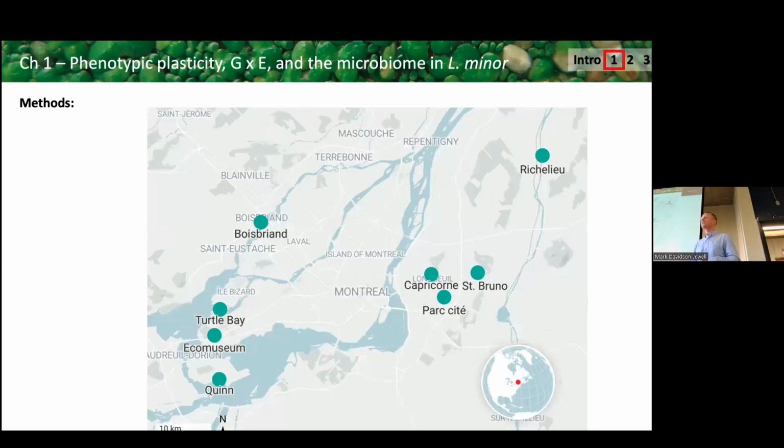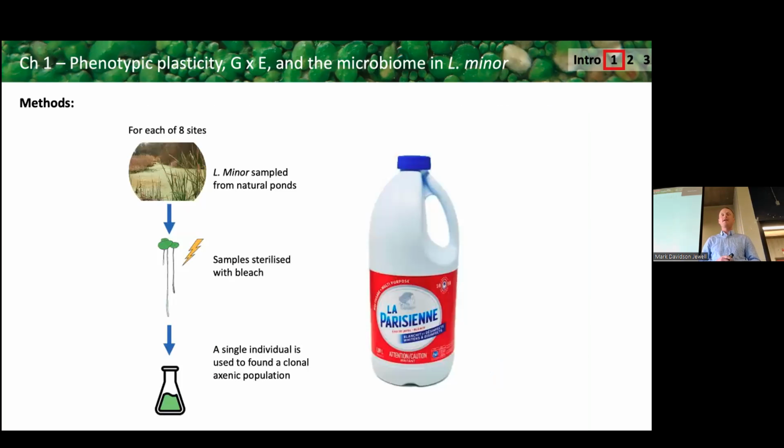So to test this, we did a field survey across Montreal. We identified eight natural sites close to the island of Lemna minor, brought them back to the lab. And then first what we did is we sterilized them. We killed the microbiome completely with bleach. We then had a single living frond from each site that we grew up into a clonal population.